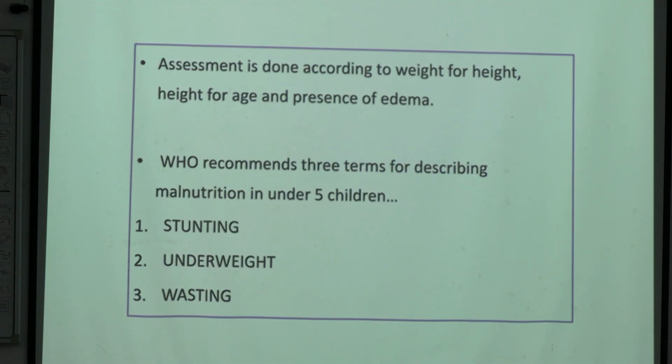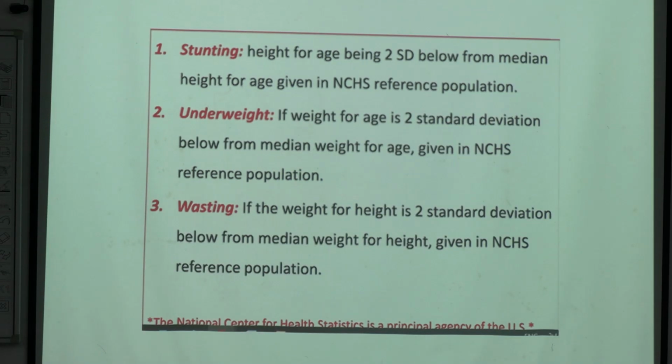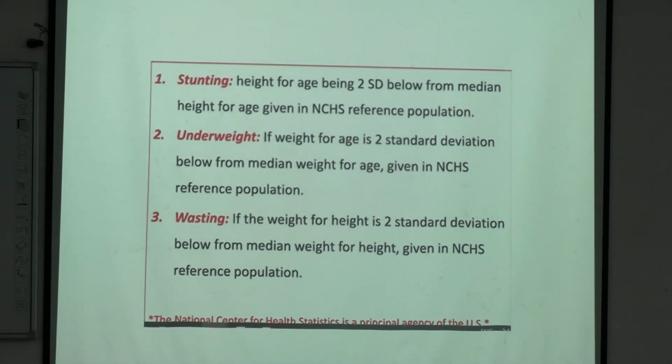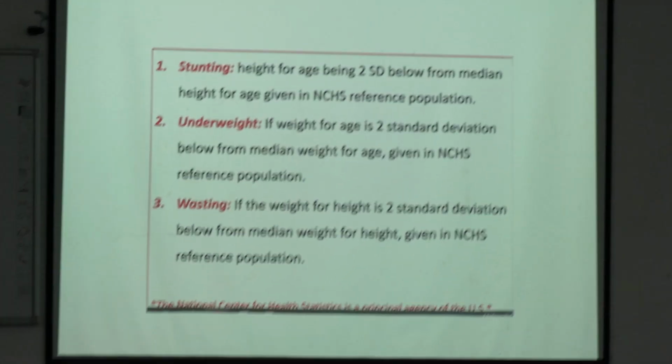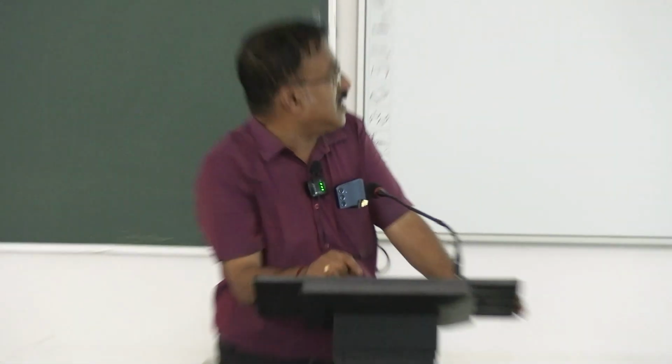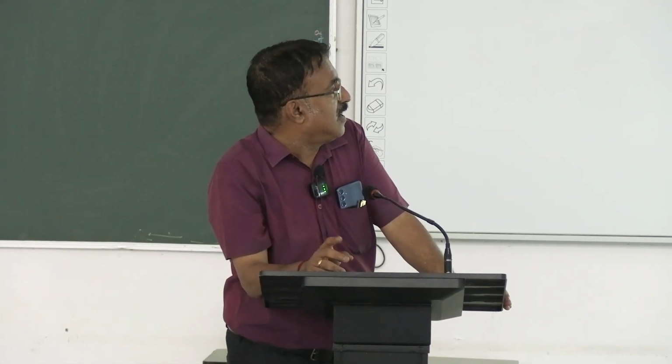So here, this is what we talked about: stunting, underweight and wasting, 3 terms. We already talked about them, just putting them in a proper way. So stunting is height for age below 2 standard deviations from the median given in the NCHS reference population. NCHS is the National Center for Health Statistics, in the USA. Underweight is if the child is 2 standard deviations below the median weight for age given in NCHS.